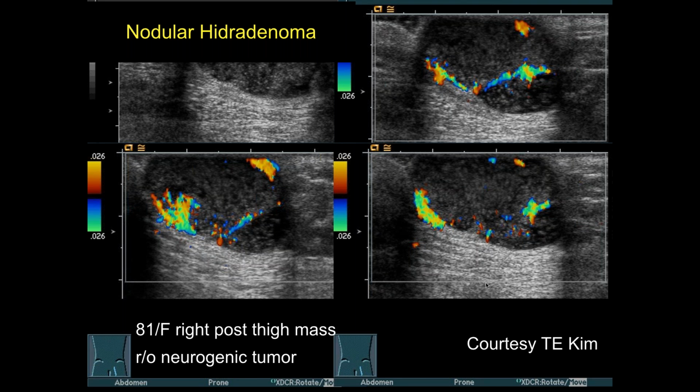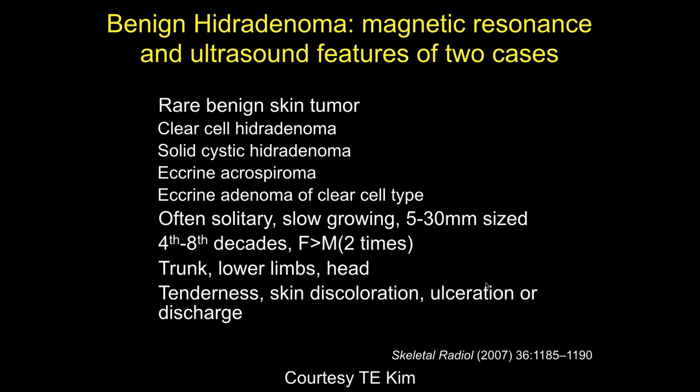Okay, and this was a nodular hidradenoma case. So benign hidradenomas are rare benign skin lesions. They're solid lesions, but they tend to have through transmission, like you might expect of something that's more like a cyst. And they're usually solitary, slowly growing.